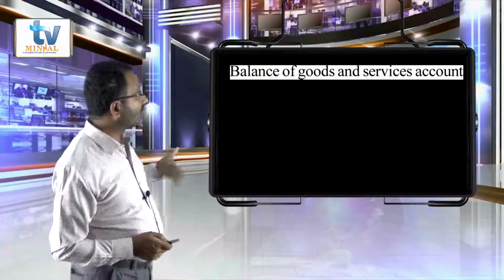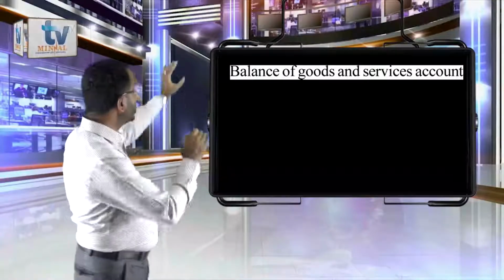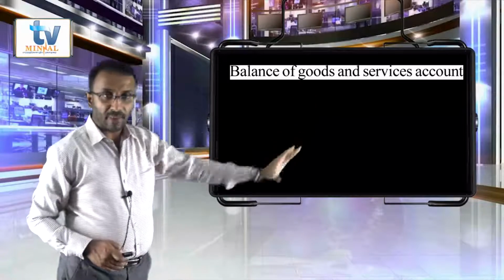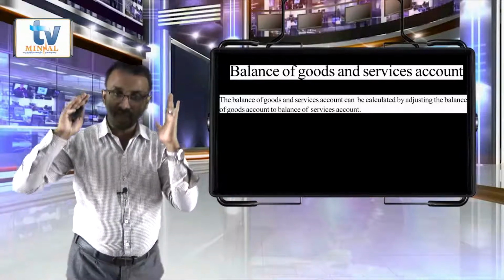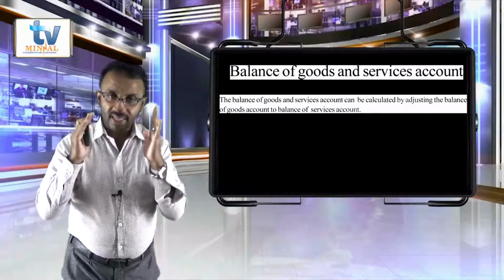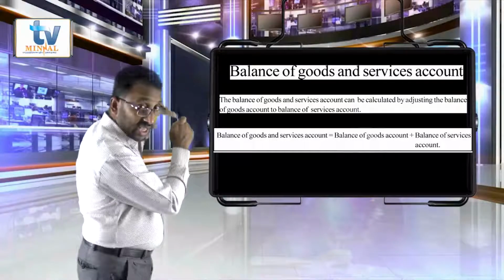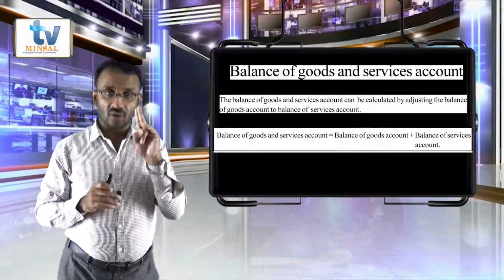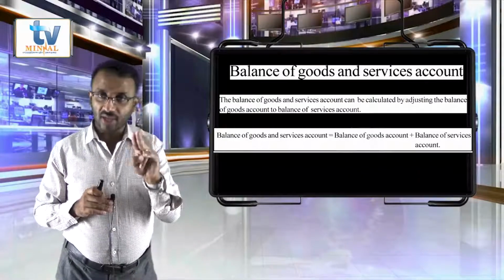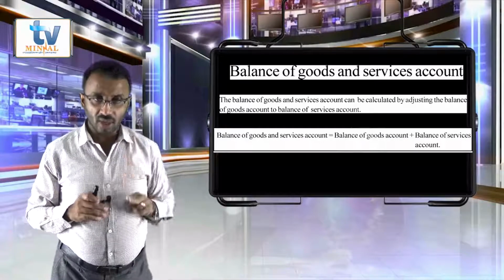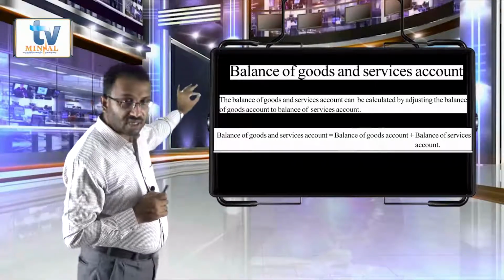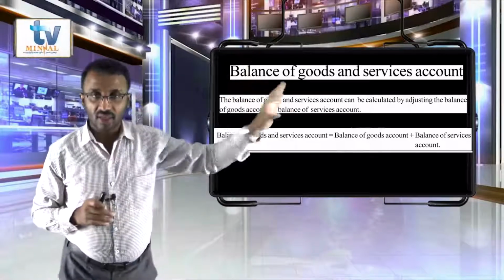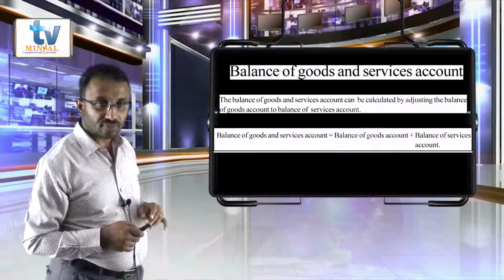Now we are going to learn about balance of goods and service accounts. The balance of goods and service accounts can be calculated by adjusting the balance of goods account and the balance of service account. So remember, students, you have to remember this one. Goods account and service account we have to include. So balance of goods and service account equals balance of goods account plus balance of service account.